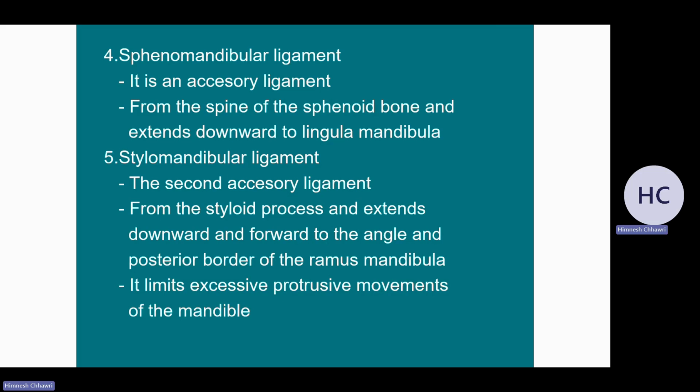Then we have the stylomandibular ligament, from the styloid process of the temporal bone, and it runs forward and downwards. So it moves antero-inferiorly, forward and downwards, to the ramus of the mandible.